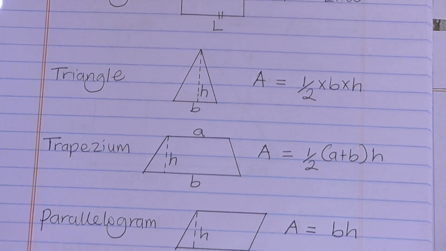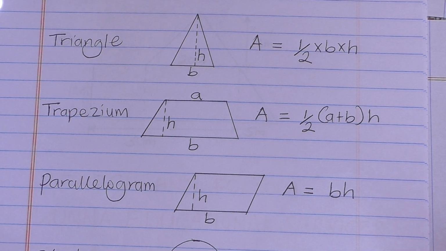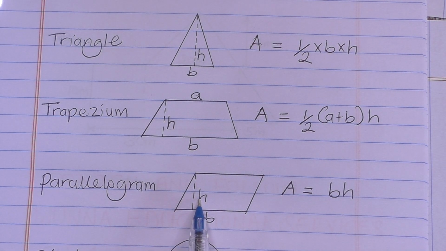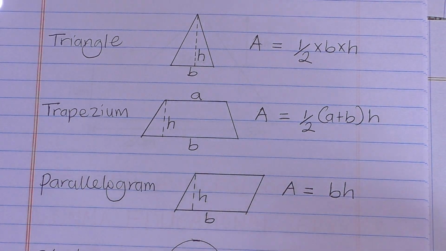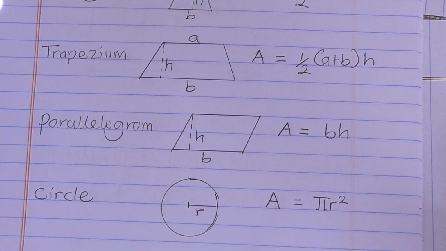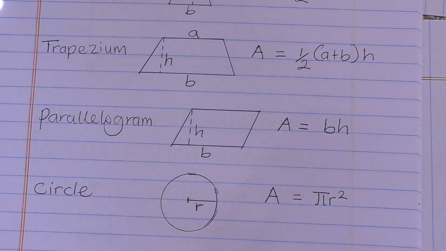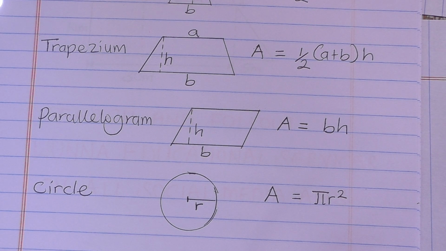For a parallelogram, we shall have the area as base times the height. And lastly, for the circle, we shall have the area as pi r squared.